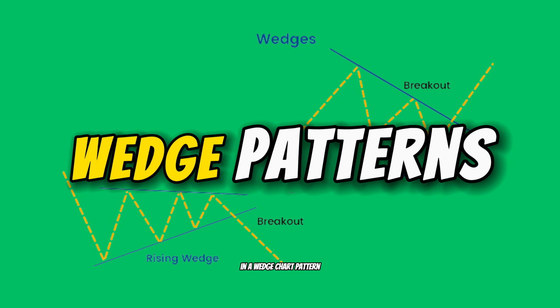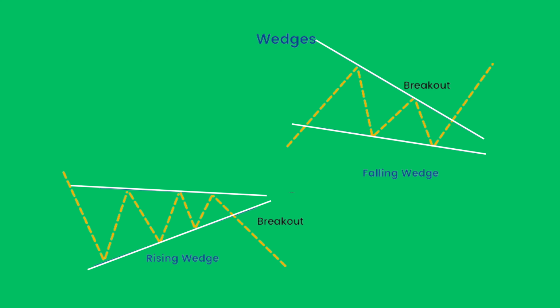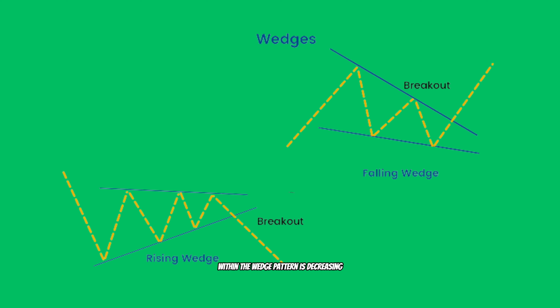In a wedge chart pattern, two trend lines converge. It means that the magnitude of price movement within the wedge pattern is decreasing. Wedges signal a pause in the current trend when you encounter this formation. It signals that forex traders are still deciding where to take the pair next.